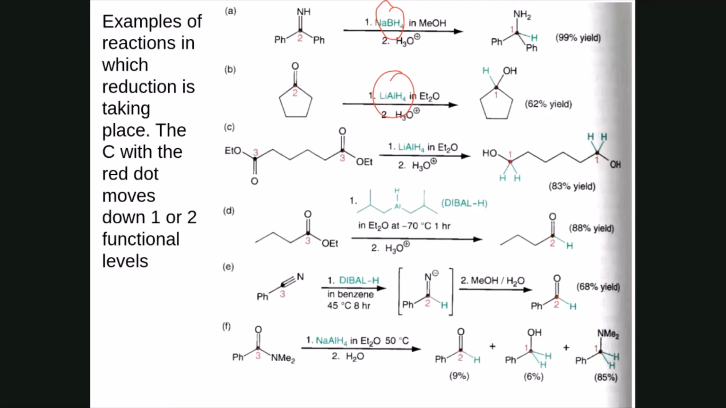We are moving from a higher to a lower level, we need a reducing agent, because we are not forming a new carbon bond. As you can see, there are new hydrogens that are being added to the molecule, and they're the ones highlighted in a sort of greenish, bluish color.